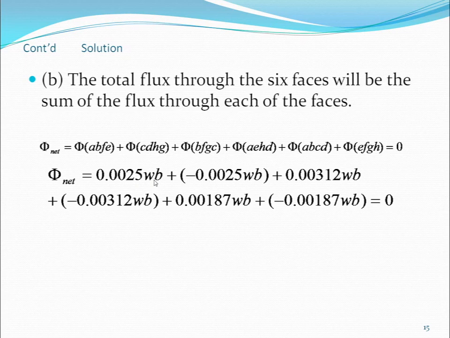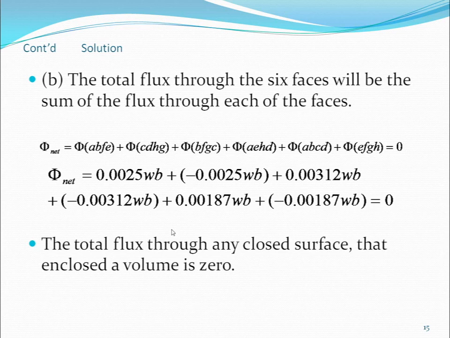So one important thing can be understood from this. The total flux through any closed surface that encloses a volume is 0. The number of lines of force entering and the number leaving are equal. The influx and the outflux are the same. There are as many positives as there are negatives. So for any closed surface in a uniform magnetic field, the flux will turn out to be 0. This is a very important concept.